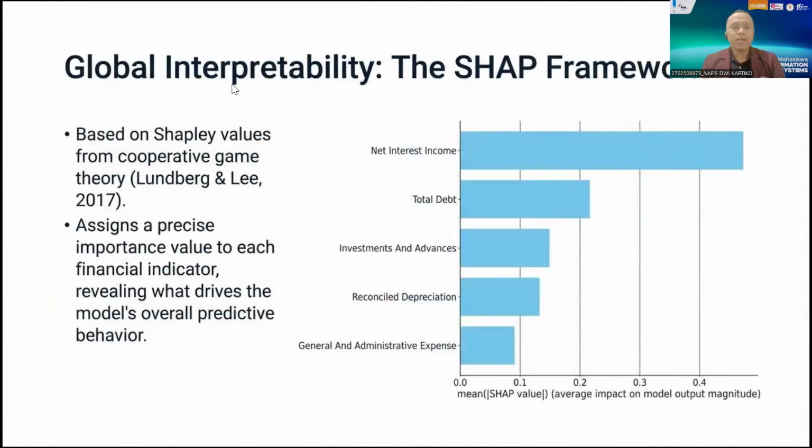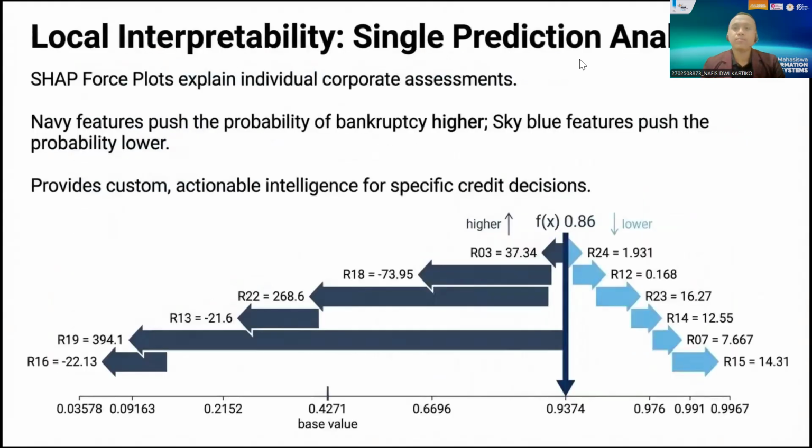There is global interpretability, like using the SHAP framework, based on Shapley values from cooperative game theory, which sets the critical variables for predicting bankrupt companies. And then there is local interpretability using single prediction analysis.